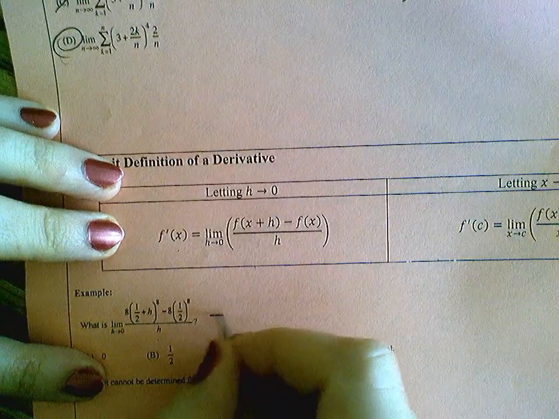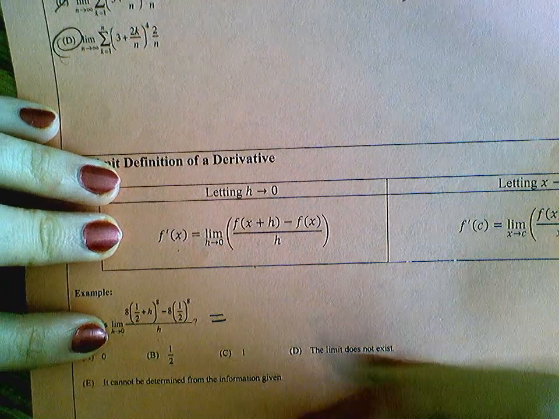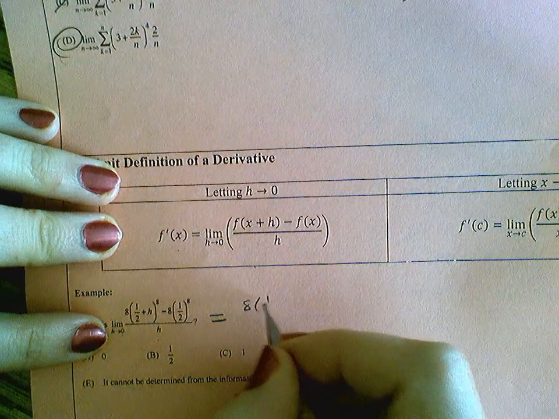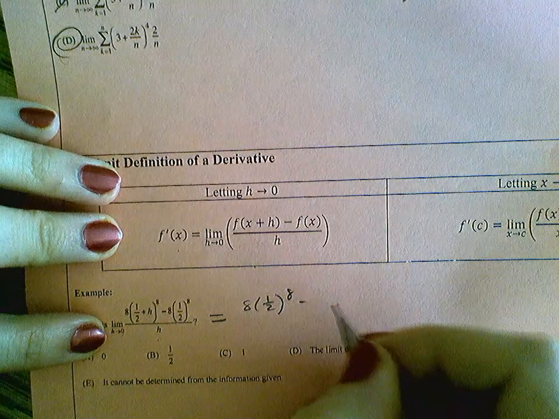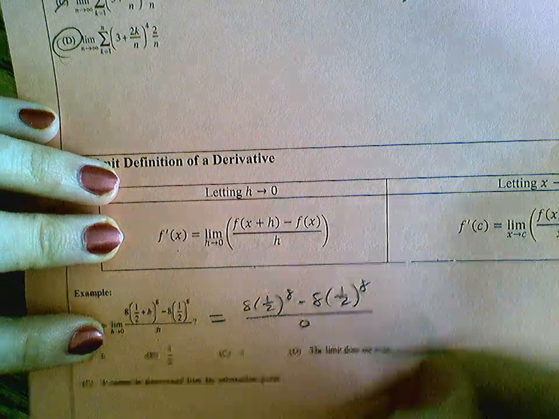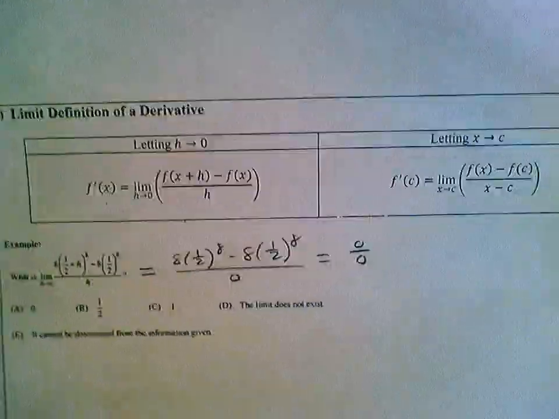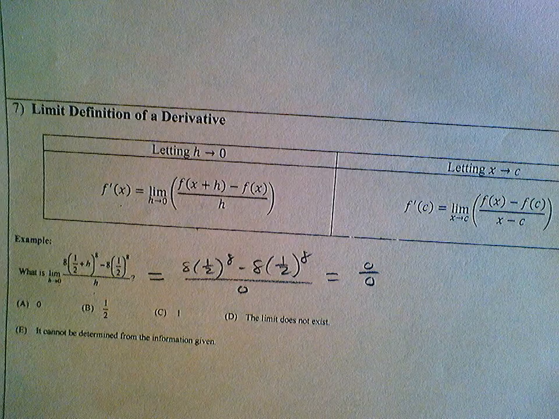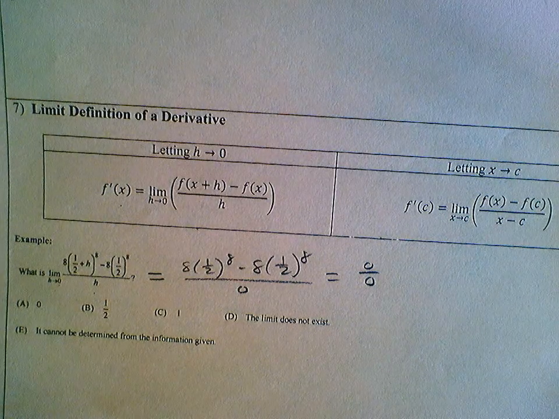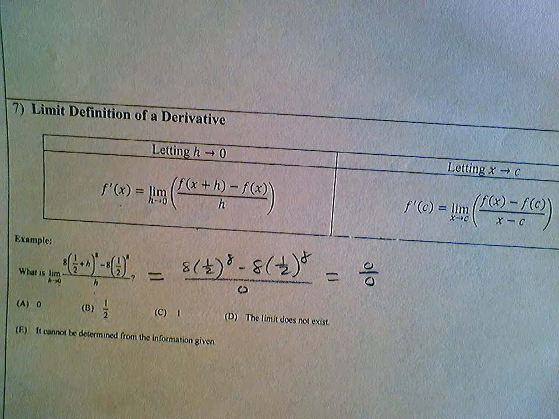So always try direct substitution first. So I'm plugging in 0 for h, and this ends up being 8 times a half to the 8th minus 8 times a half to the 8th over 0 equals 0 over 0. Now this is multiple choice, so I don't have to say therefore by L'Hopital's rule. If it was free response, you'd have to.